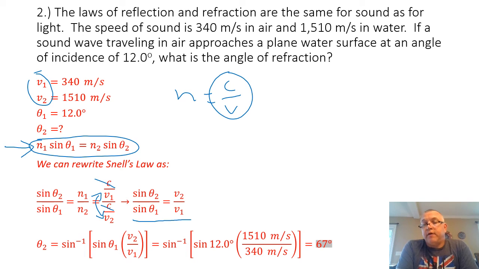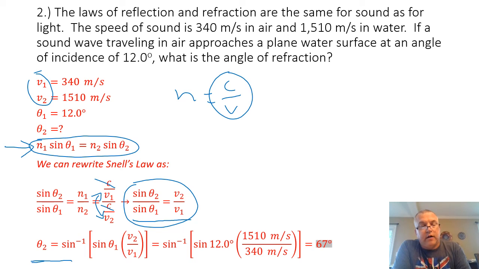Now I have all but one of my variables, and it's the one that I want to solve for. So if I want to rearrange this equation to solve for theta 2, I know theta 2 is going to equal the inverse sine of sine theta 1 times v2 divided by v1. I'll plug my values for the angle of incidence and the velocity.